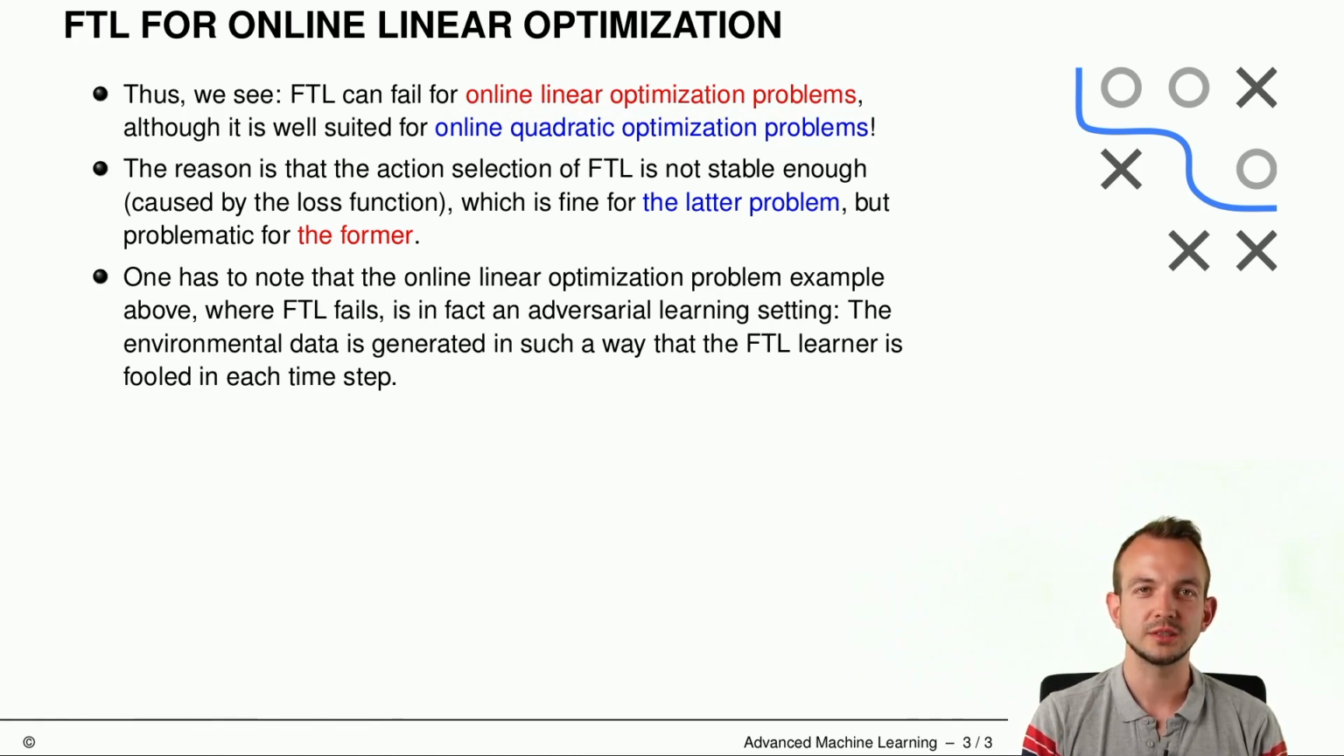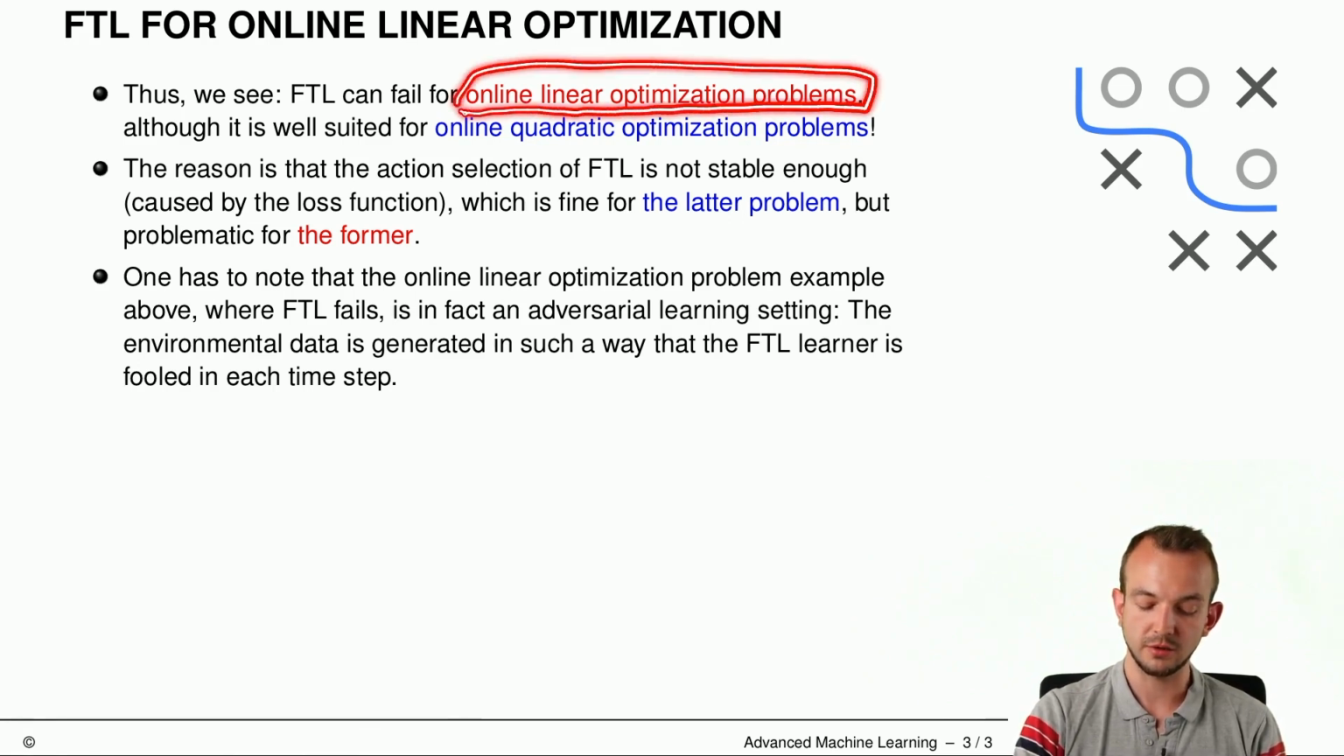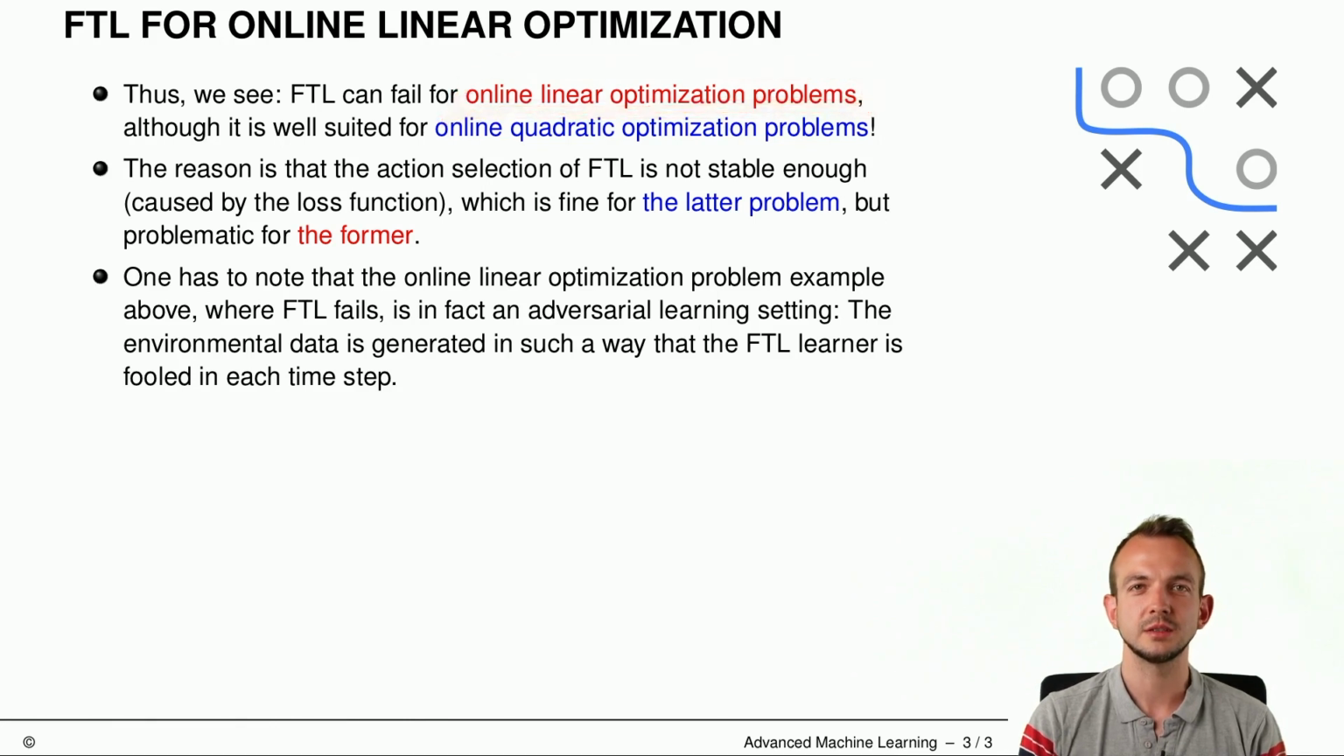And the question is, of course, how can we avoid this? How can we modify the follow the leader algorithm such that we don't suffer, in the worst case, a linear regret for online linear optimization problems? And this will be the question for the next video.